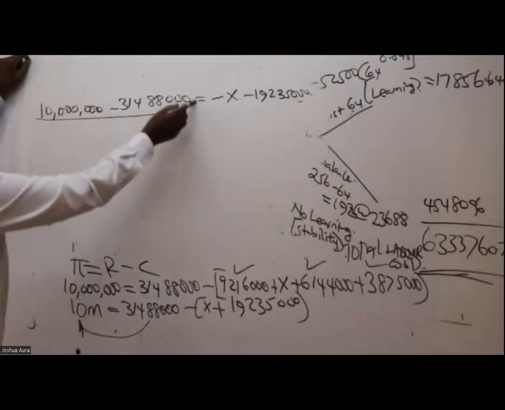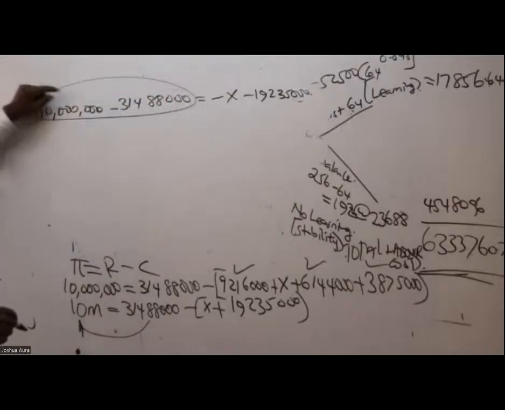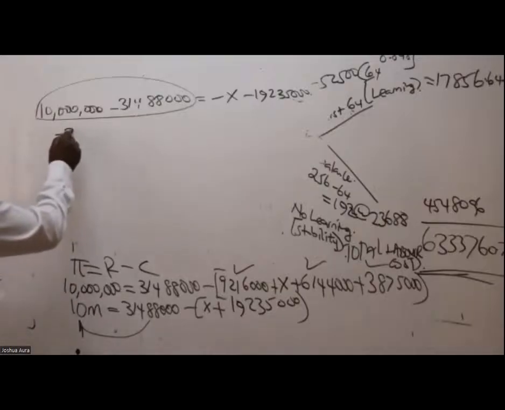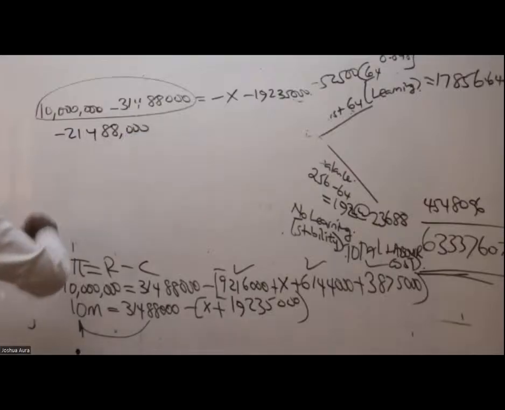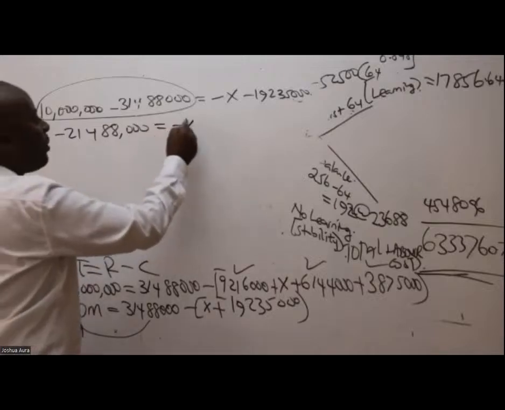Let me first get how much we get when we subtract: 10 million minus this. What figure are we getting there, somebody? Minus 21,488,000. I don't know whether it's all of us who are getting that figure. Yes, equals minus X minus 19,235,000.